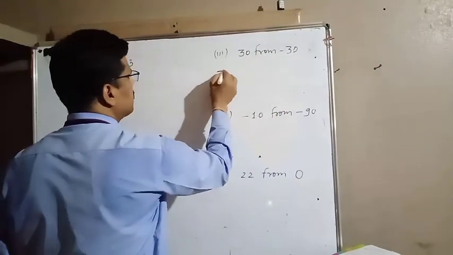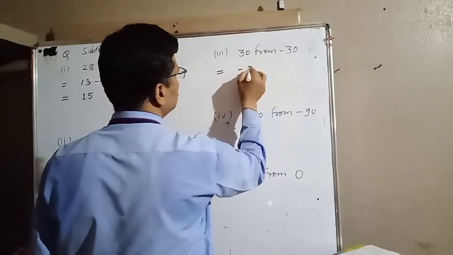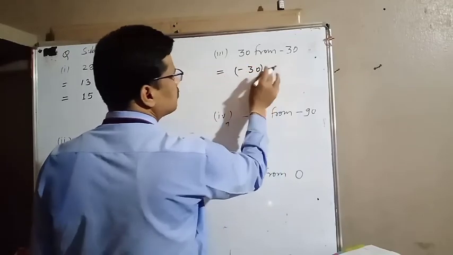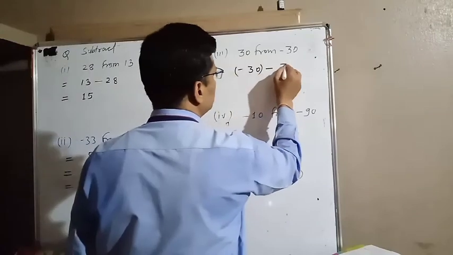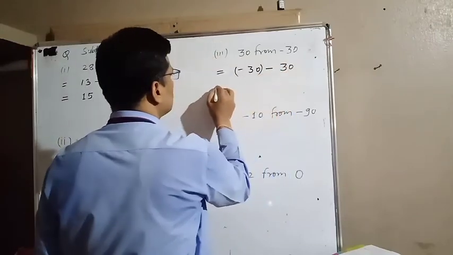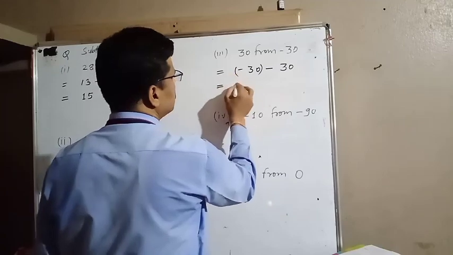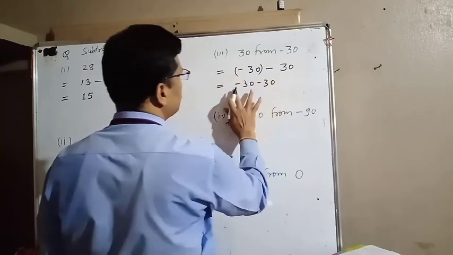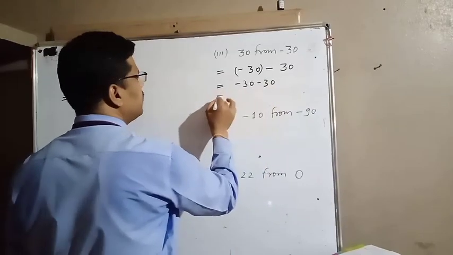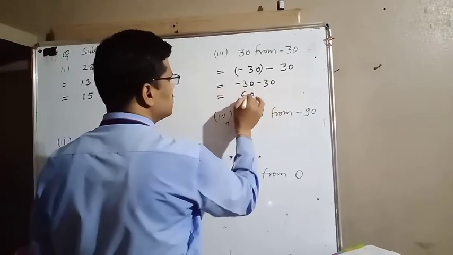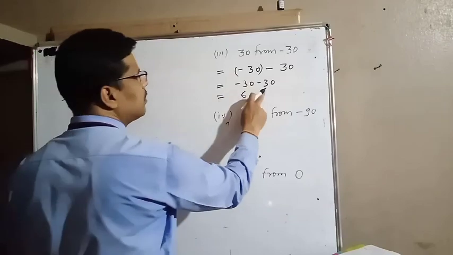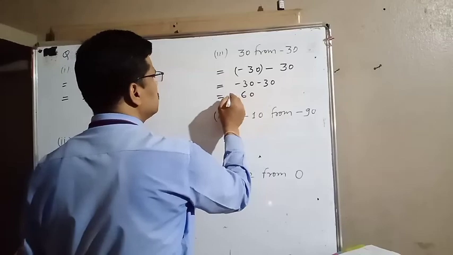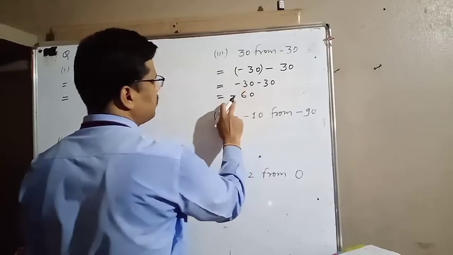Now 30 from minus 30. Which number should we write first? Minus 30. We want to subtract this, so we have to put the minus sign. This 30 will come as it is. Now plus minus minus 30. Both have a like sign, so we will add 30 and 30, 60. Which sign do we have to place here? In case of addition, we put the common sign of the numbers. Their common sign is negative, so we are putting negative.